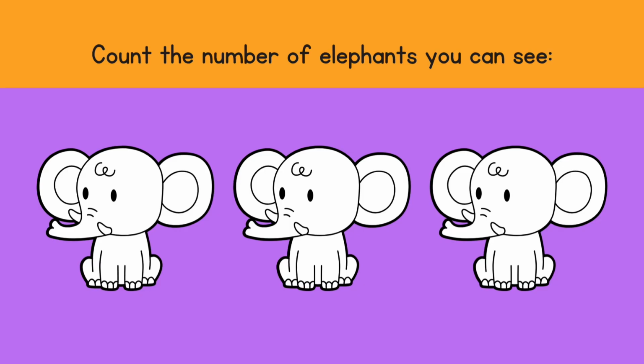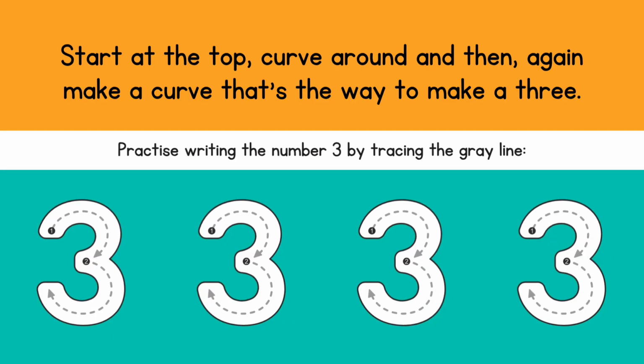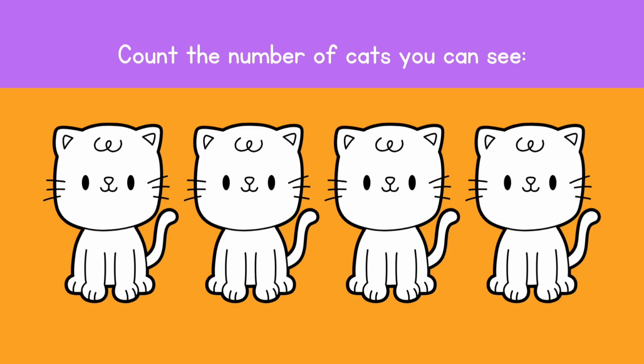Count the number of elephants you can see. 1, 2, 3. How will you write 3? Start at the top, curve around and then again make a curve. That's the way to make a 3. Now practice writing the number 3 by tracing the grey line on your notebook.